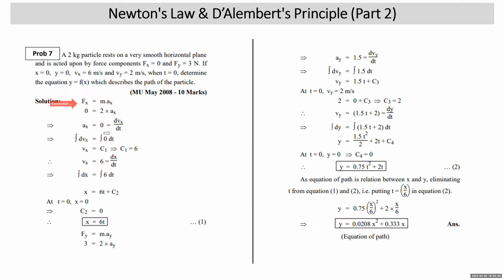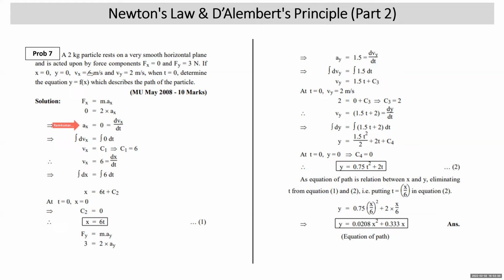If Ax is 0, we can write it as dvx upon dt. Separate terms, integrating both sides. So dvx integration will be vx, and 0 dt will become c1. C1 is 6 because at t equal to 0, you are given the value of vx as 6. So c1 is 6.